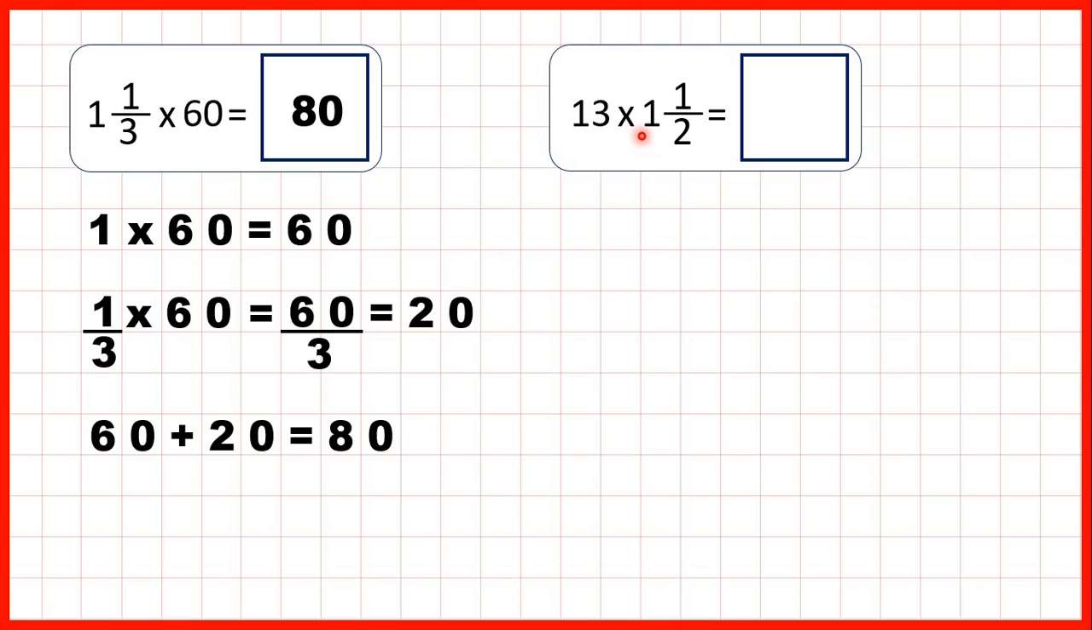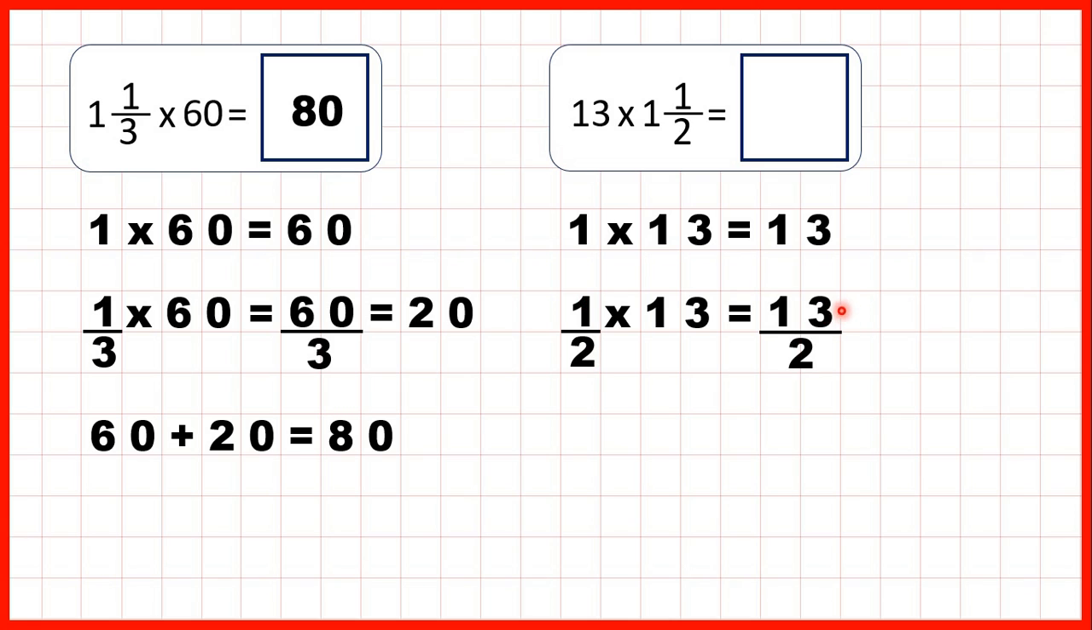Now 13 times 1.5. So 13 times 1 is 13, and we can work out 13 times 1/2, or 1/2 times 13. We remember the denominator stays the same, and 1 times 13 is 13, so we have 13 halves. But we can change that back into a mixed number by dividing. 13 divided by 2 is 6 remainder 1, because 6 times 2 is 12 and we need 1 more to get to 13.